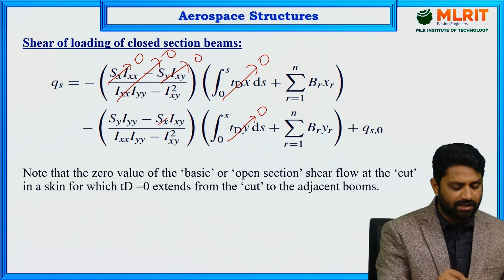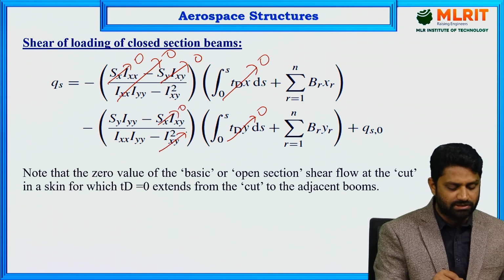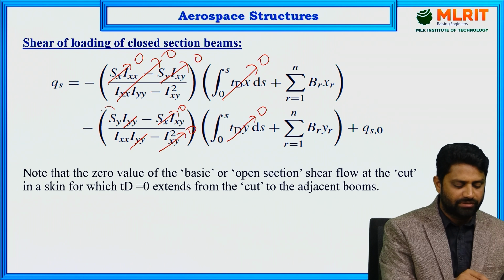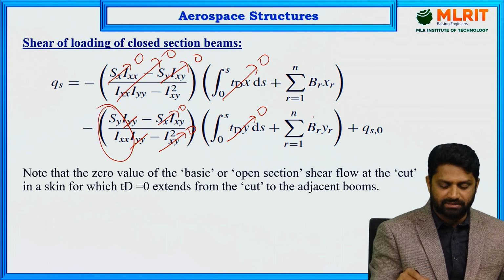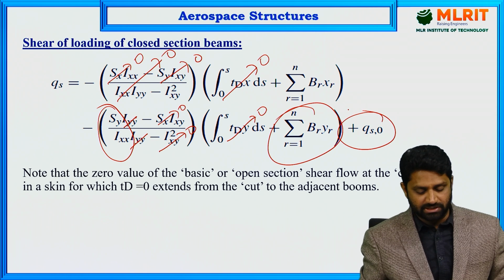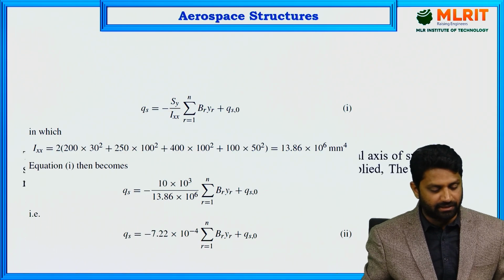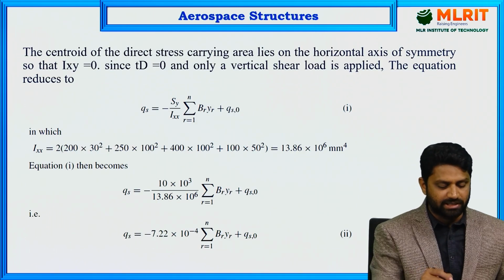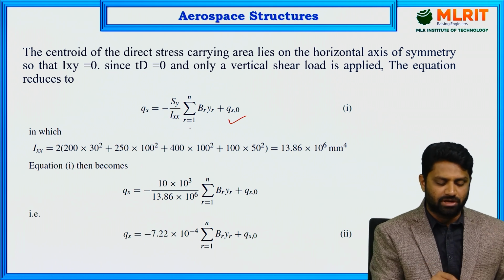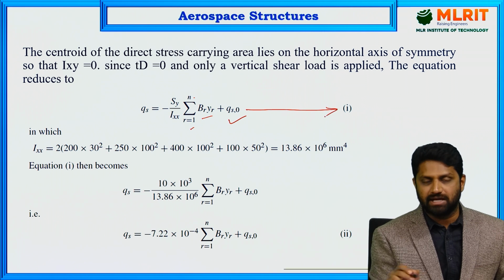And again here, Ixy is 0, this is 0, and therefore in this Iyy gets cancelled, so you are left with minus Sy by Ixx summation BrYr plus qs naught. So these three you have to consider from this, and then it will be rewritten. So therefore you are going to get this as qs equals minus Sy by Ixx summation r equals 1 to n BrYr plus qs naught. You can consider this as equation number 1.